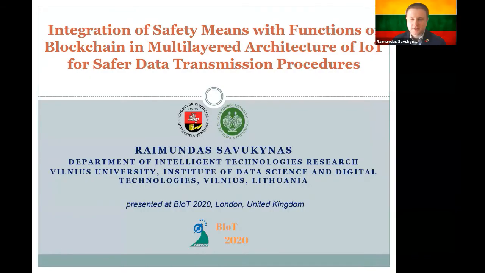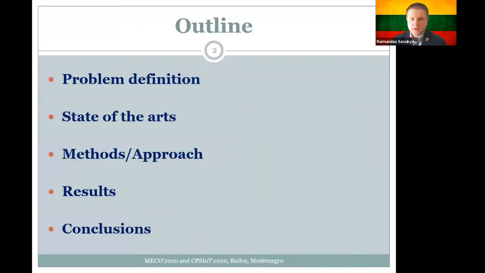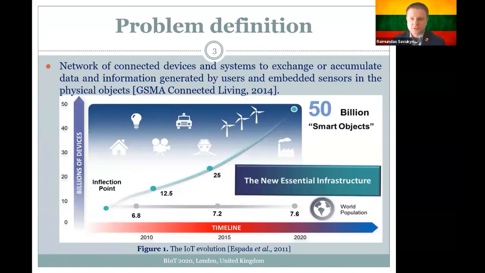Blockchain and multi-layered architecture of Internet of Things for safer data transmission procedures. My presentation consists of a few parts: problem definition, state-of-the-art, method, approach, results, and conclusions. Let's start with a few definitions.